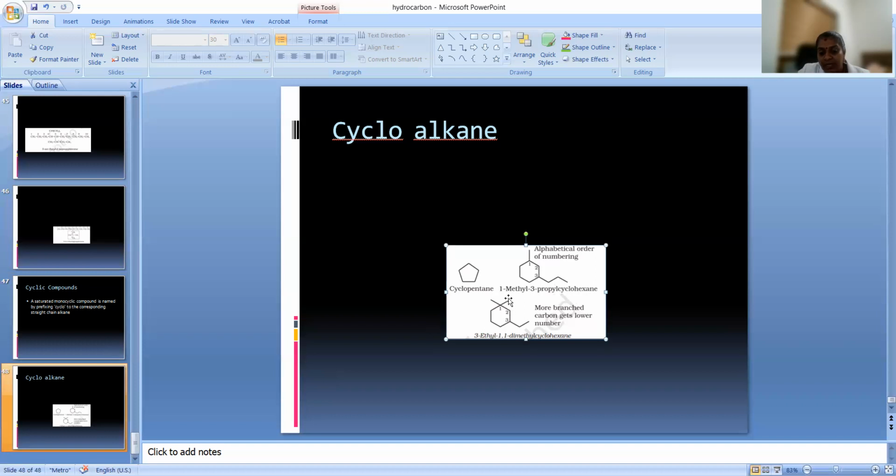Here also more than 2 branches are there. That is why it is getting first priority. So we will name it as 3-ethyl. Alphabetic order we have to follow. This is ethyl. So 3-ethyl, 1,1-dimethyl cyclohexane. In this way we will name it. Okay. That's all. Thank you.